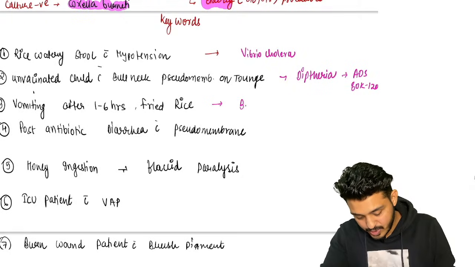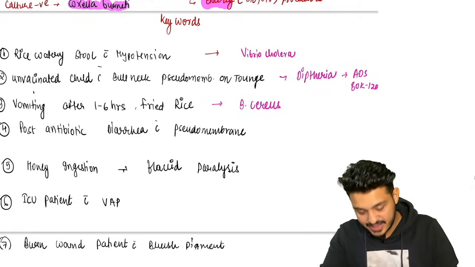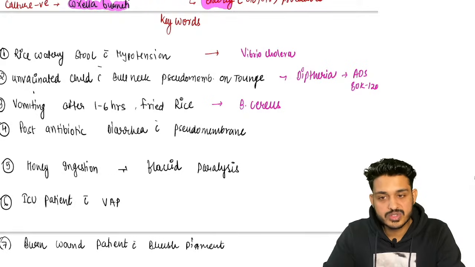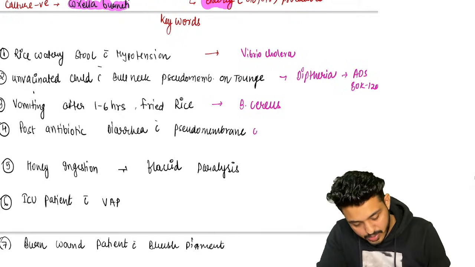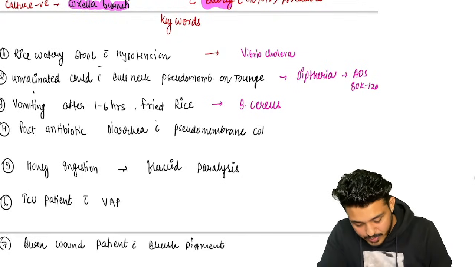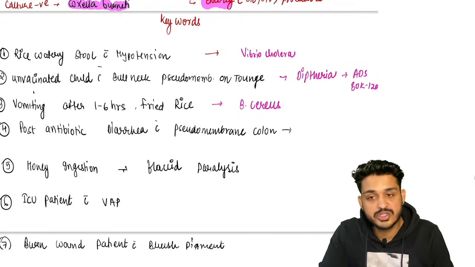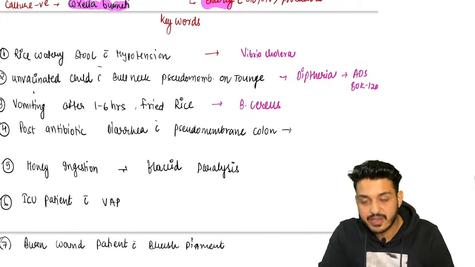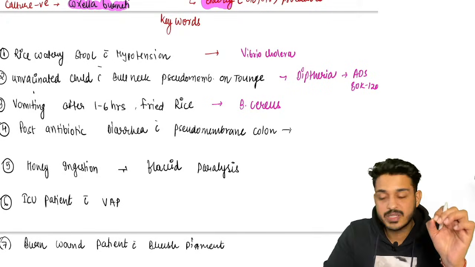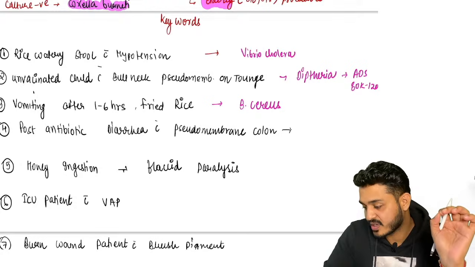This is going to be what? Bacillus cereus, beta, Bacillus cereus. Post antibiotic, if patient is having diarrhea with pseudomembrane in the colon, the answer will be what? These are the keywords you have to identify. If you identify these keywords, micro can give you 100% strike rate.